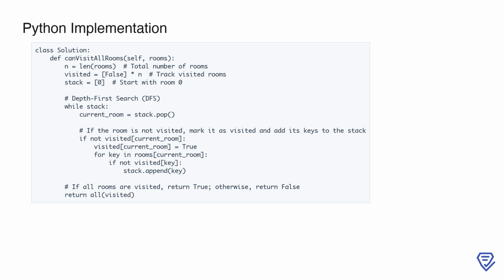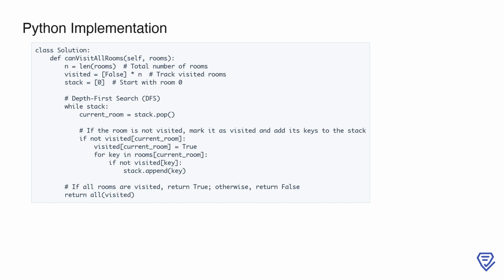In each iteration, we pop the top room from the stack, current_room. If the room has not been visited yet, we mark it as visited by setting visited[current_room] to true. Then, for each key in the current room, we check if the corresponding room has been visited. If not, we add it to the stack for further exploration.